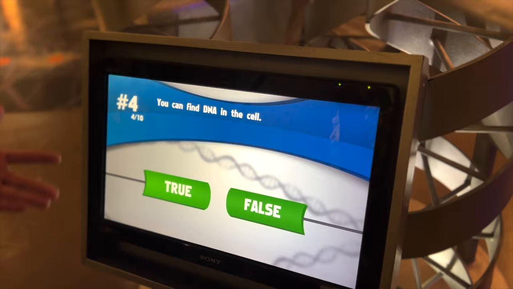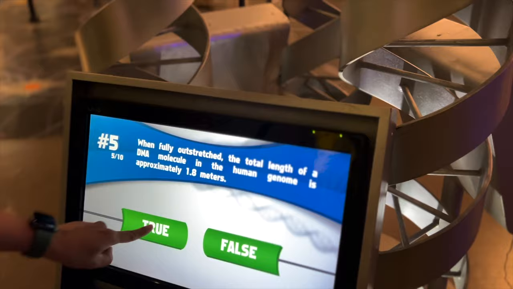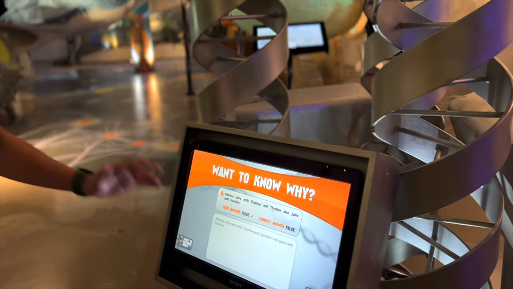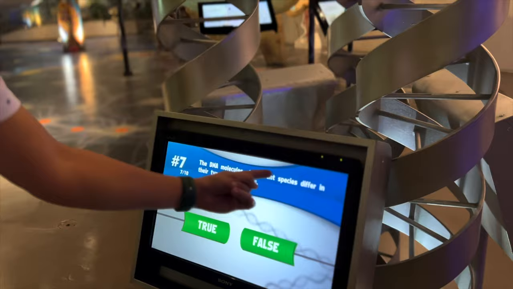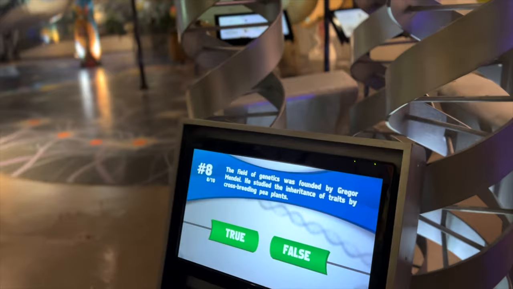Yes, true. Lahat ng cell meron DNA. Millions, okay? Nakikita siya sa nucleus. When fully outstretched, the total length can form a baseball field. Adenine pairs with thymine. Guanine is paired with cytosine. ABCG. Galingan. Wala ka pang mali. DNA molecule of different fish. Yes. Kasi iba't iba siya based sa base nila. Bakit ang dami mong alam?